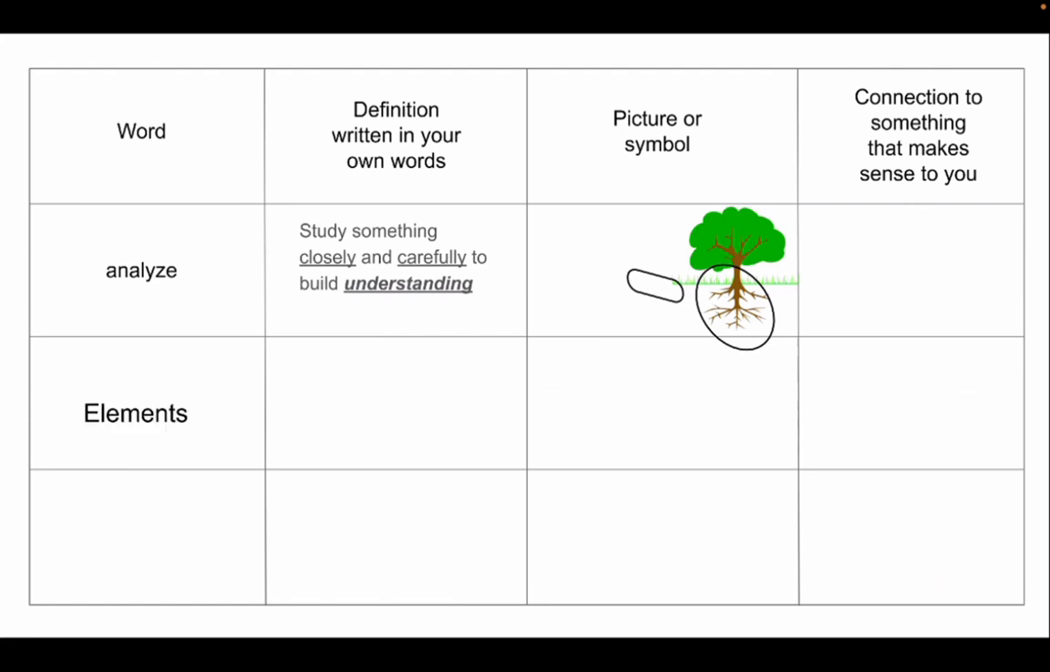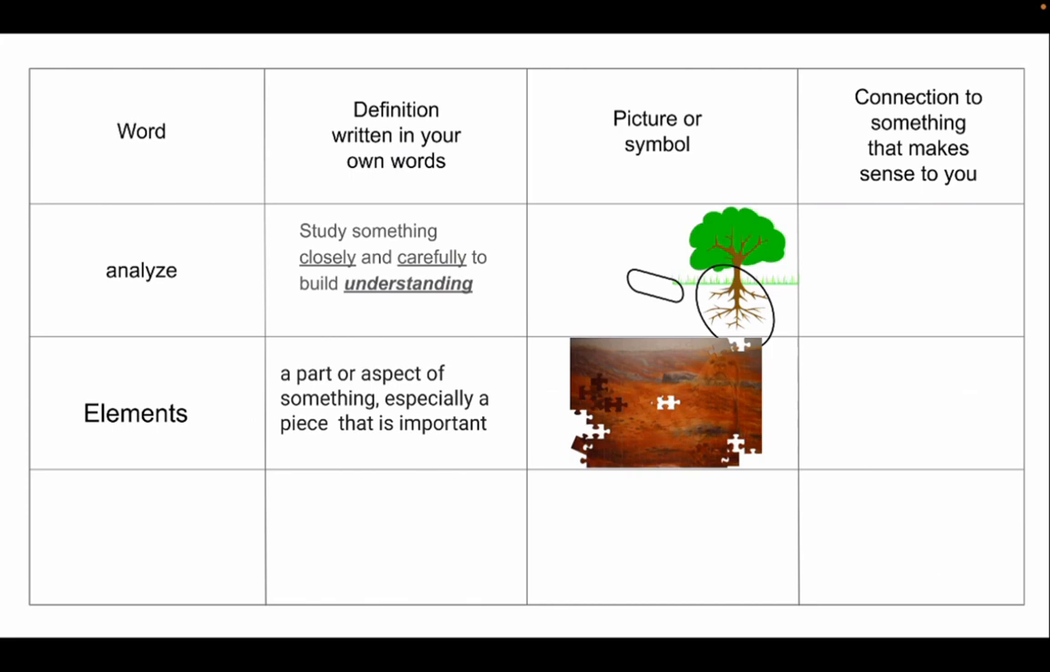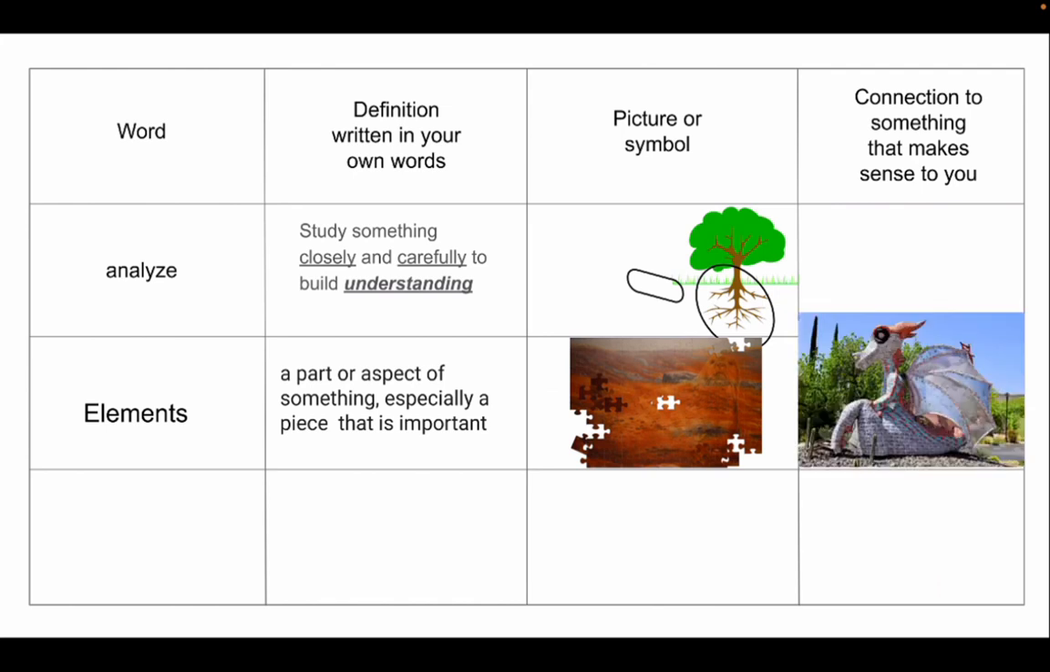Then the next word is going to be elements. The definition for that is a part or aspect of something, especially a piece that is important. The picture that I picked for that is a puzzle piece or a puzzle with pieces missing. You can see that there's an overall picture, but there are individual pieces to it. And a connection to that is the big dragon that's at that roundabout. As a whole, it's a dragon, but individually, it's made up of license plates. So that helped me remember elements.